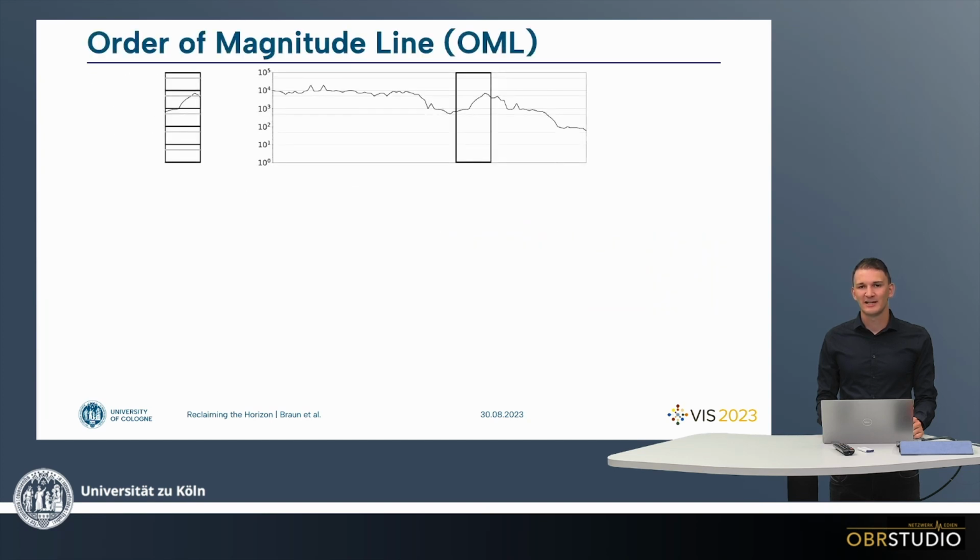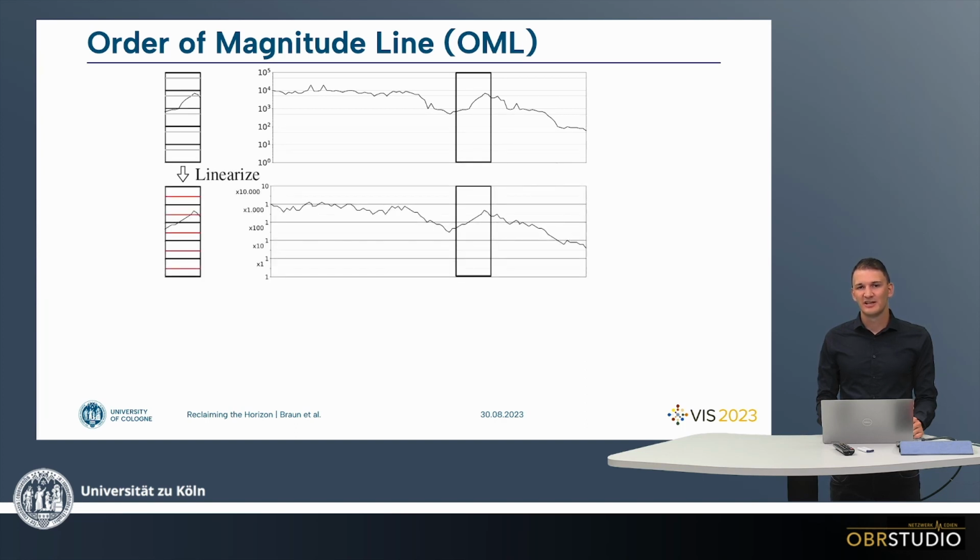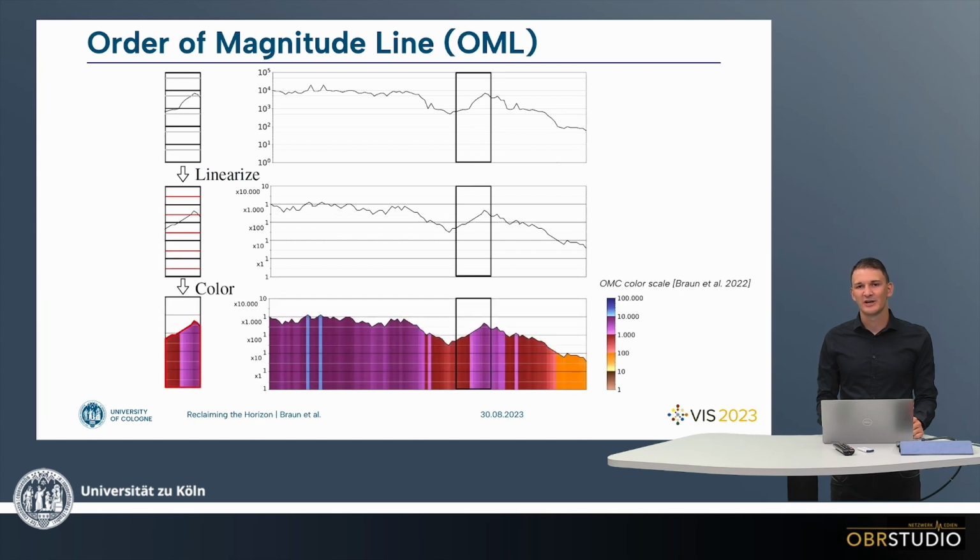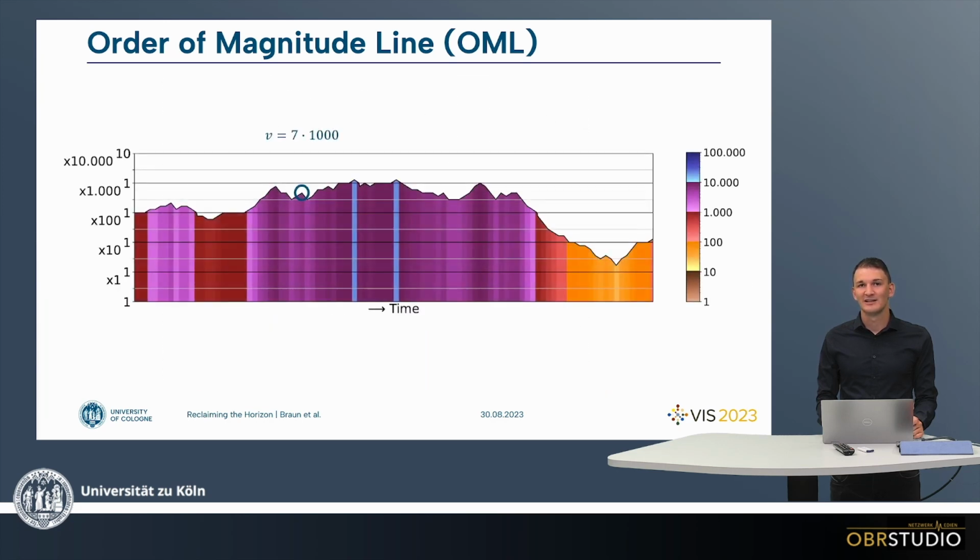The standard logarithmic line chart is the basis for our so-called order of magnitude line chart. In the first step, we linearize the scaling within each order of magnitude to allow for a more intuitive reading of the axis. In addition, we add a value-by-value coloring of the area below the line using the order of magnitude color scheme. This results in a double encoding of the underlying values. An individual value can now be read either by looking at the position or the color.